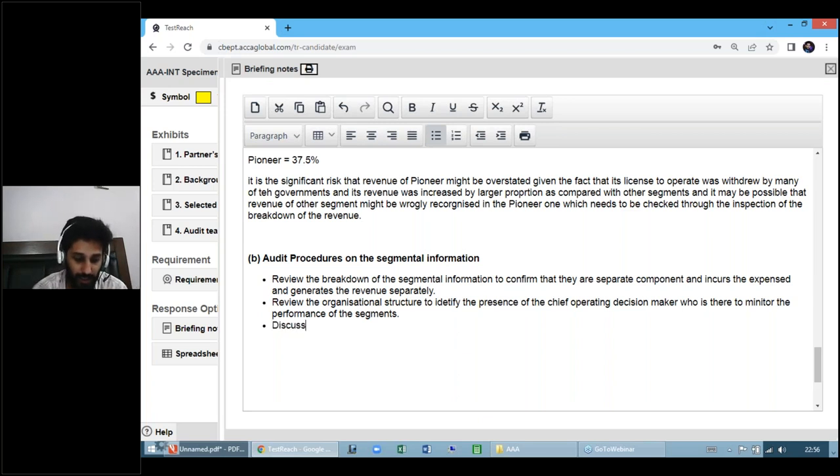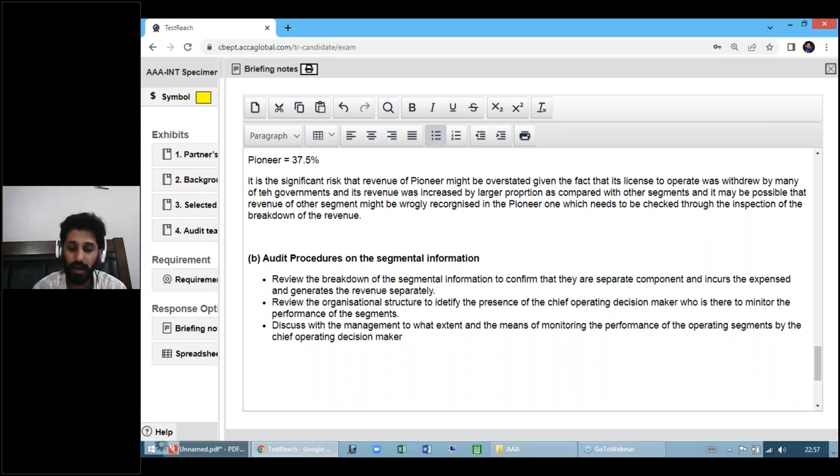So now I will be discussing this. Discuss with the management to what extent and the means of monitoring the performance of the operating segments by the chief operating decision maker, whether it is monthly, quarterly, so that you can understand that this is really an operating segment. So you are performing the procedures on the segmented information.